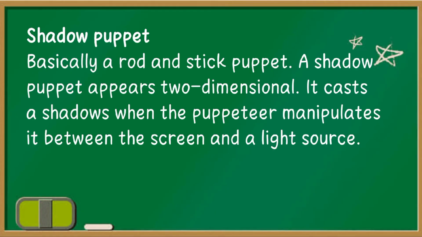Next type we have here shadow puppet. Basically a rod and stick puppet. A shadow puppet appears two-dimensional. It casts a shadow when the puppeteer manipulates it between the screen and a light source. And here is the example of shadow puppet.